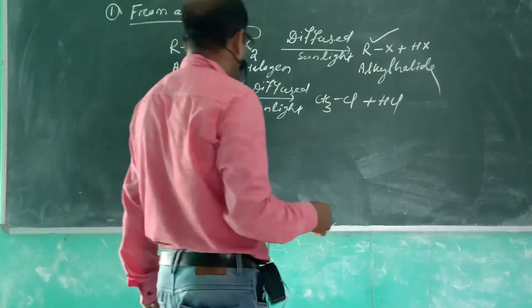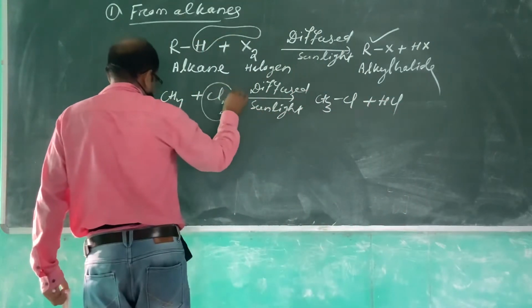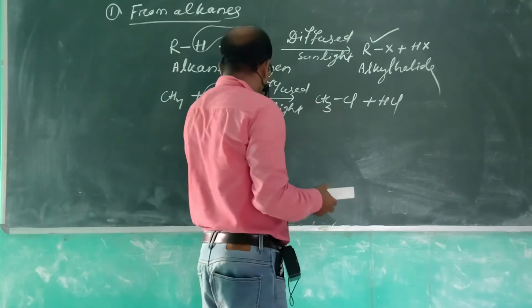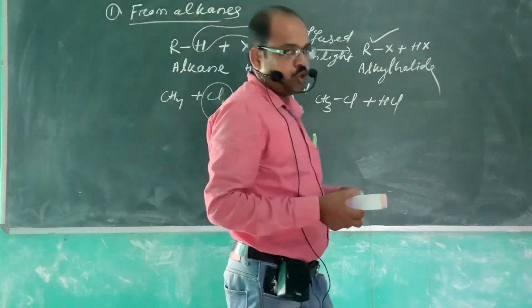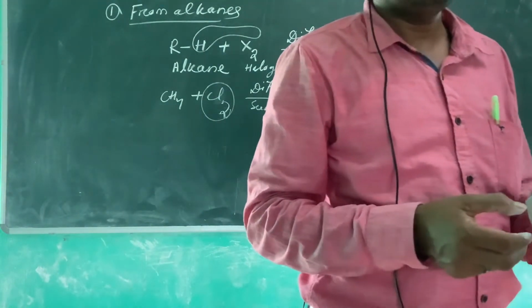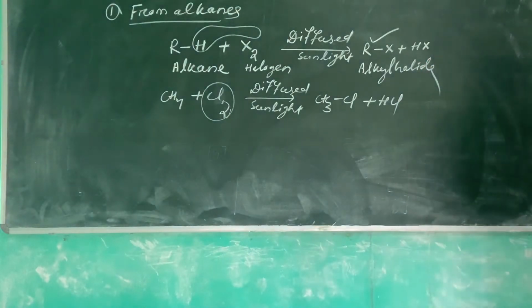If we consider excess amount of chlorine, then formed methyl chloride further reacts with chlorine to produce disubstituted product, trisubstituted product and a tetrasubstituted product. That is why this is not a suitable method for the preparation of only monosubstituted alkyl halide.